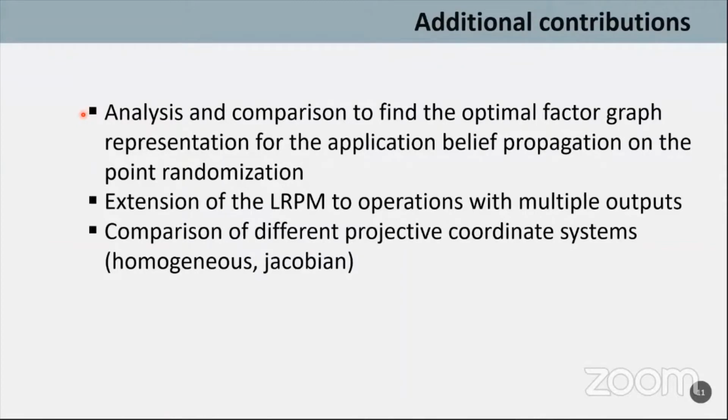So in practice, we first analyzed belief propagation applied to the point randomization, and we compared different ways to construct the factor graph of the implementation to find the optimal one. We also extended the local random probing models to operations with multiple outputs. And then additionally, we also compared different types of coordinate systems, both homogeneous and Jacobian, with respect to the security of the point randomization countermeasure.